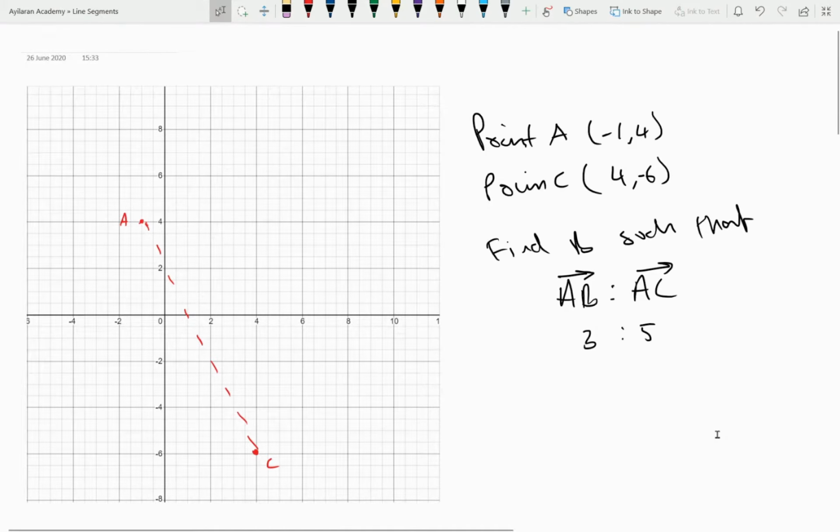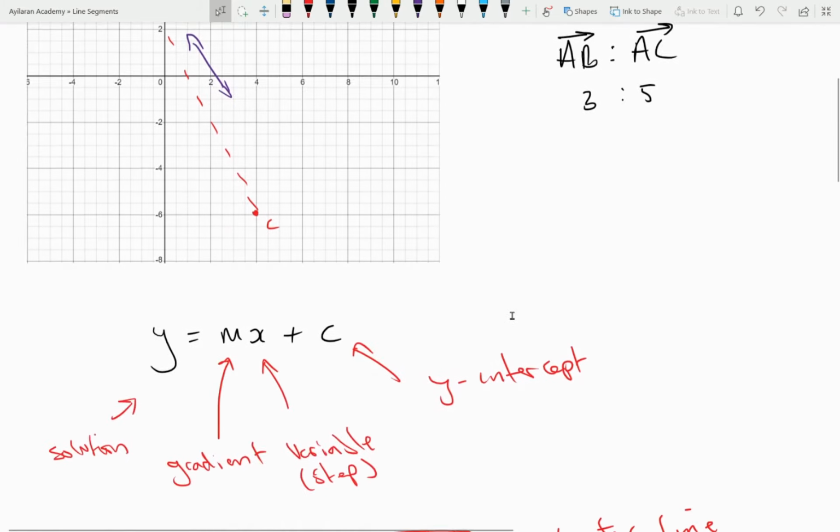So, the problem statement tells us that point A is (-1, 4), point C is (4, -6), and we are being asked to find point B somewhere along this line AC, such that the ratio between AB and AC is 3 to 5. Now I've written AB and AC as vectors because my general solution involves thinking of this problem in terms of vector mathematics. So the first thing that we're going to do is remind ourselves what a straight line is.